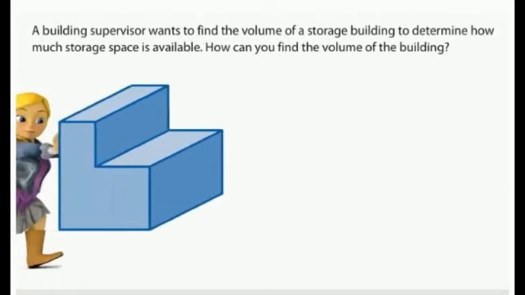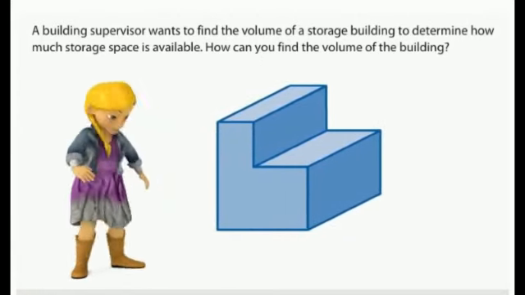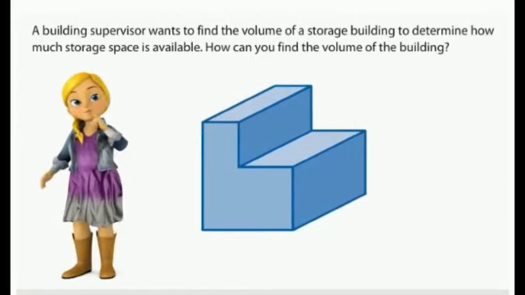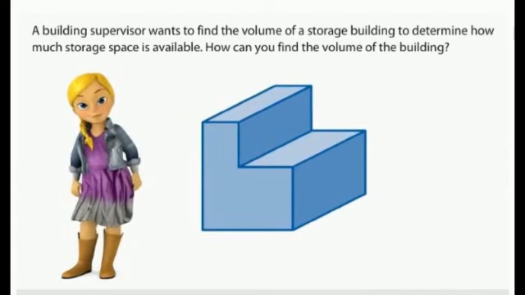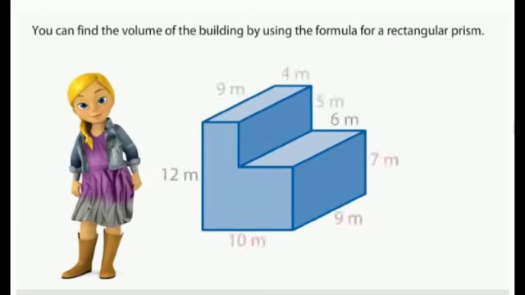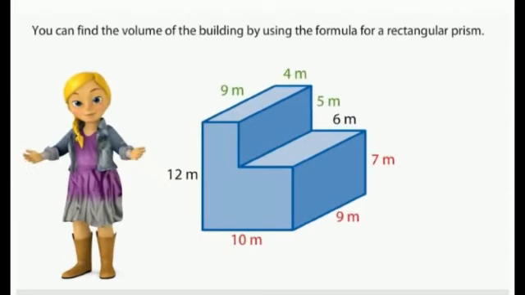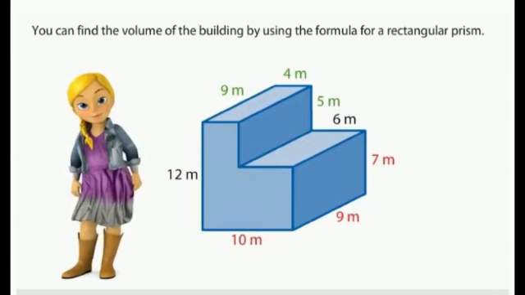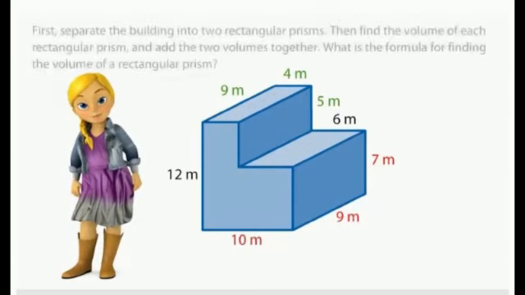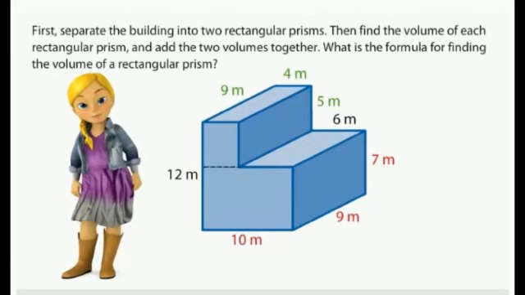A building supervisor wants to find the volume of a storage building to determine how much storage space is available. How can you find the volume of the building? You can find the volume of the building by using the formula for a rectangular prism. First, separate the building into two rectangular prisms. Then, find the volume of each rectangular prism and add the two volumes together.